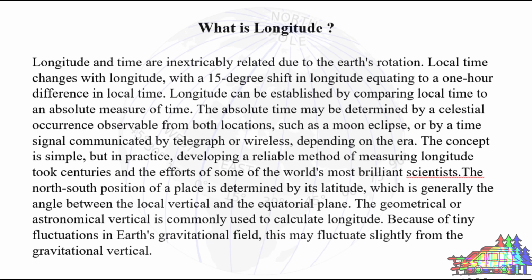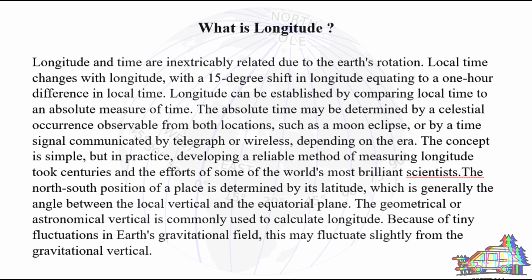Longitude and time are inextricably related due to the Earth's rotation. Local time changes with longitude, with a 15-degree shift in longitude equating to a 1-hour difference in local time. Longitude can be established by comparing local time to an absolute measure of time. The absolute time may be determined by a celestial occurrence observable from both locations, such as a moon eclipse, or by a time signal communicated by telegraph or wireless, depending on the era. The concept is simple, but in practice, developing a reliable method of measuring longitude took centuries and the efforts of some of the world's most brilliant scientists.